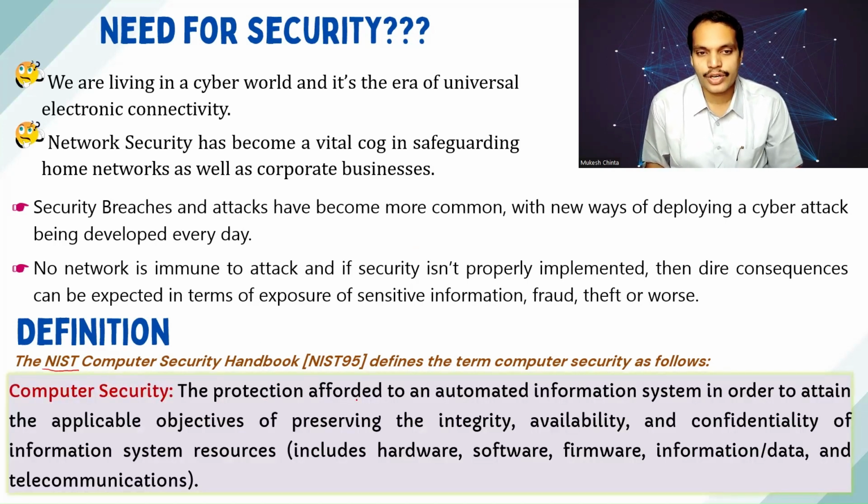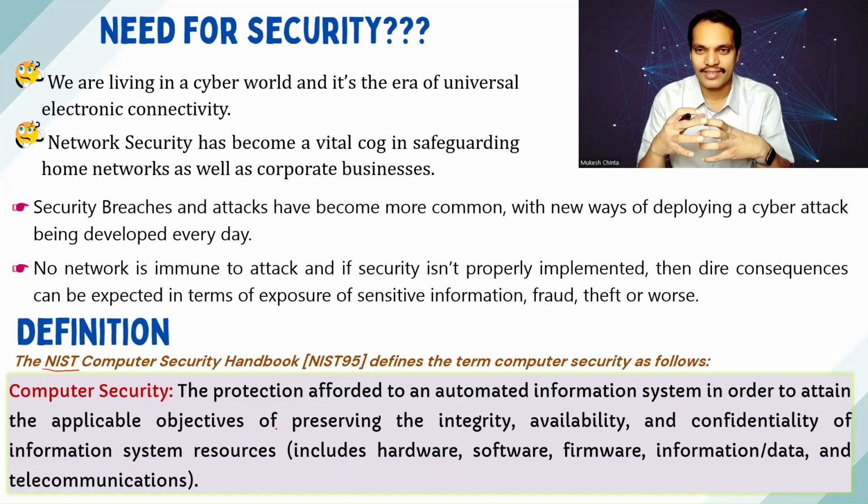It says: the protection afforded to an automated information system in order to attain the applicable objectives of preserving the integrity, availability, and confidentiality of the information system resources, which might be anything: hardware, software, firmware, information, data, and telecommunications. So it is saying that whatever protection you provide for an automated information system, which is one that saves, collects, gathers, and uses your sensitive data, is meant to attain the applicable objectives of preserving the three objectives: integrity, availability, and confidentiality of the information system resources.